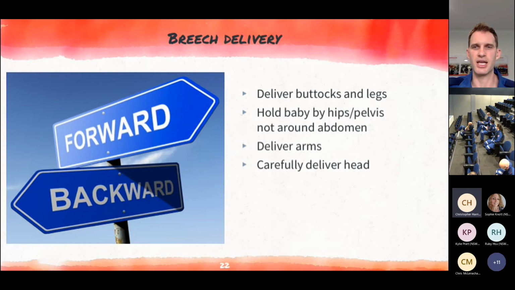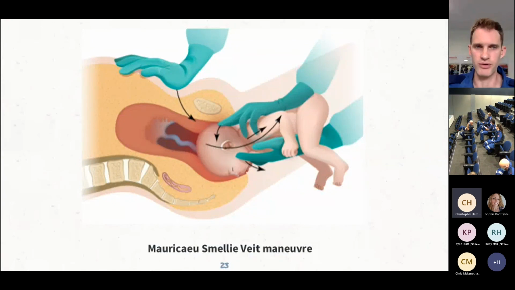The arms are delivered through what's called the Lovset maneuvers, which is folding their arms up into their chest to try and extend their elbow down and deliver their arms. And then the other important thing to know is about delivering the head. You need to be very careful with that. This is a picture of the MSV maneuver. I'm not going to pronounce the French names, but that's placing your 2 fingers on the baby's maxilla and then 2 fingers on their occiput as well, just to control the head as you're delivering the baby.